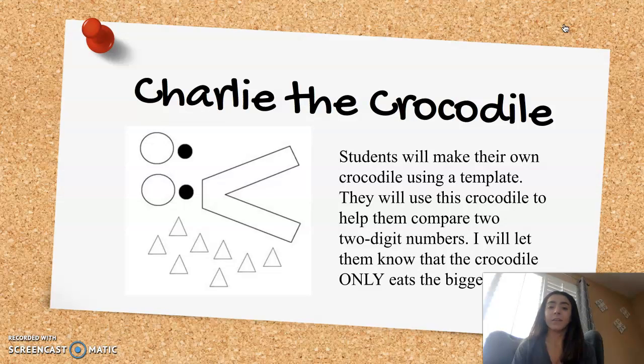Charlie the Crocodile: students will make their own crocodile using a template. They will use this crocodile to help compare two two-digit numbers. I will let them know that the crocodile only eats the bigger number.